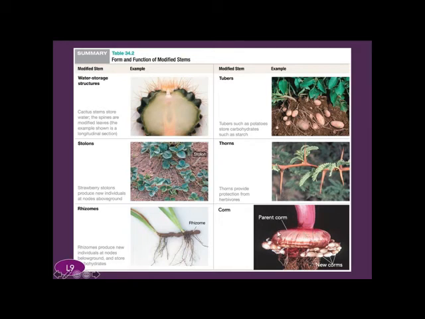And there is a structure here called a corm, okay? Was that corn? No, not corn, corm. Corn? No, not corn, corm. Oh, corm.